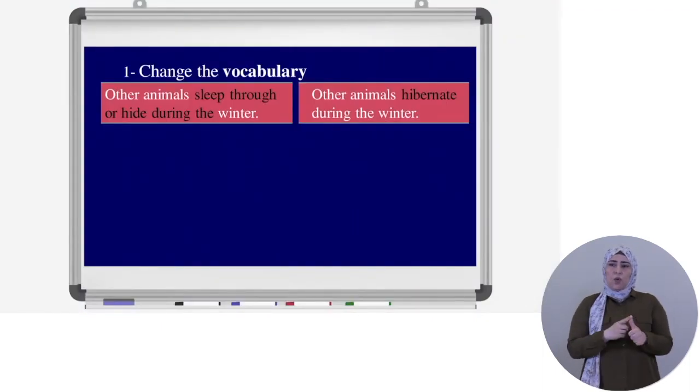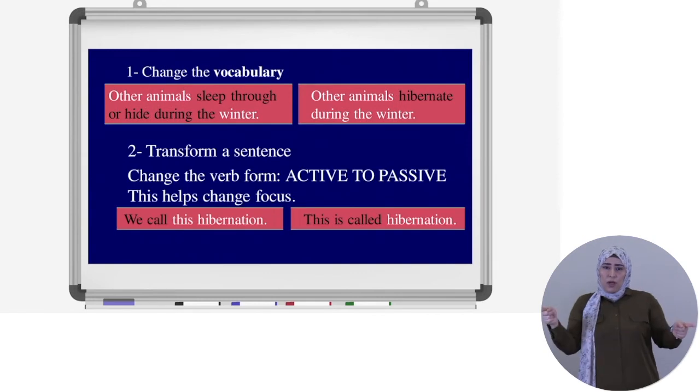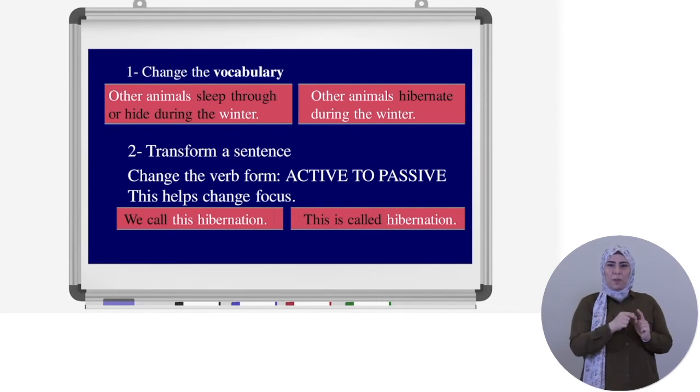For example, when I say other animals sleep through or hide during the winter, I can also say other animals hibernate during the winter. You can also change the verb form, changing active into passive or vice versa. For example, we call this hibernation. This is called hibernation. This is the same idea, we just flipped it from active into passive.